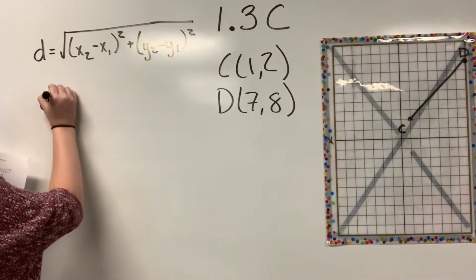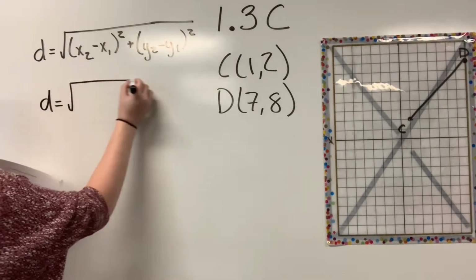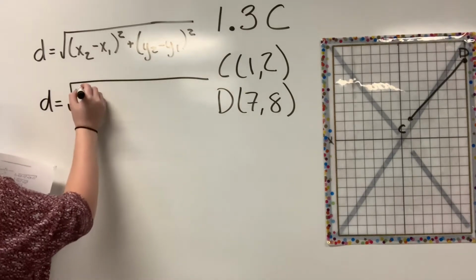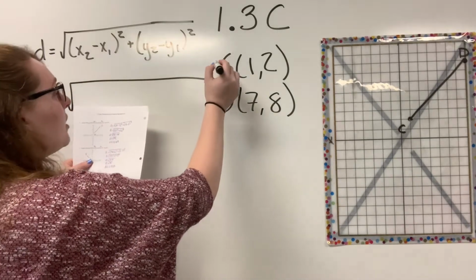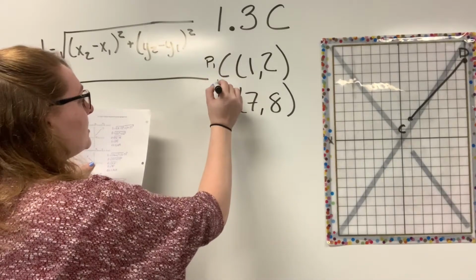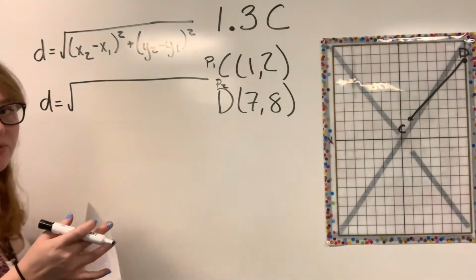So, set up our equation. We have d is equal to our big old square root. I'm gonna make C our point 1 and D our point 2. You can switch these around, it doesn't matter.